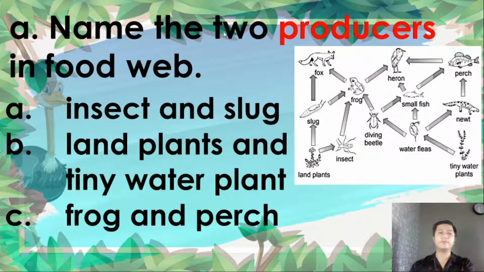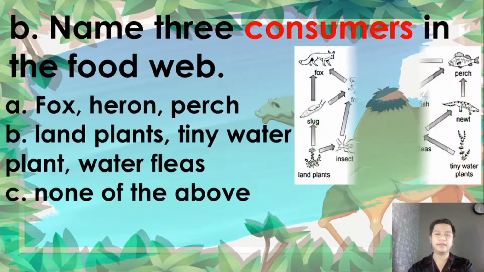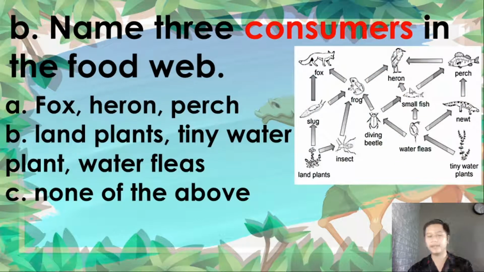So, name the two producers. Is it A, B, or C? The correct answer is letter B. Very good. Land plants and tiny water plants. Because the best example of producers is plants. Okay, so next, letter B. This is the food web from earlier.